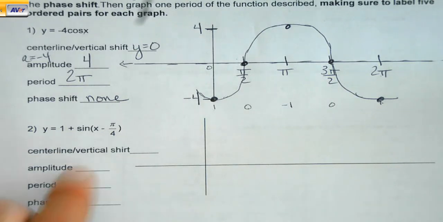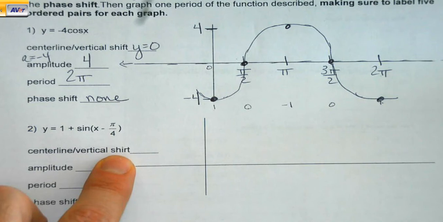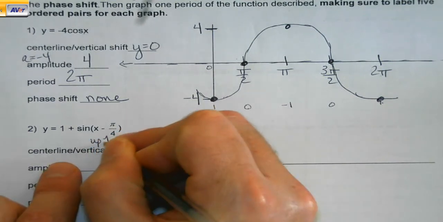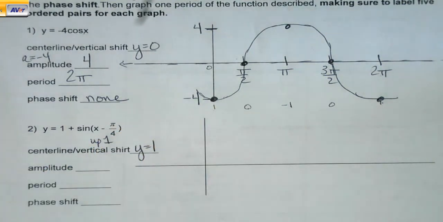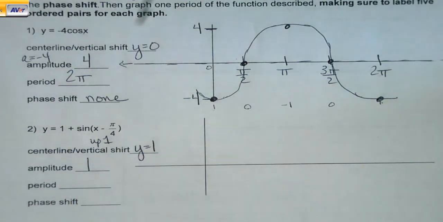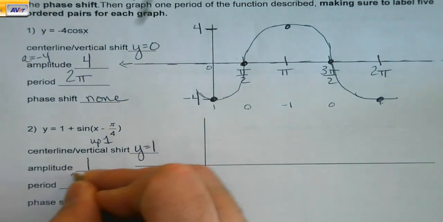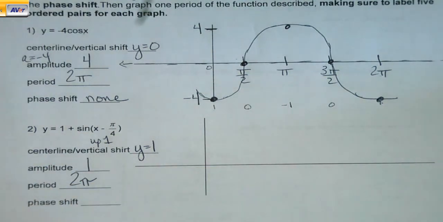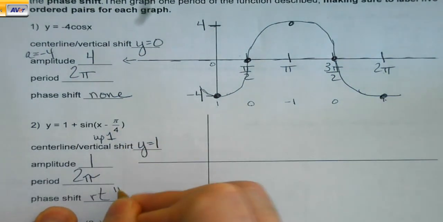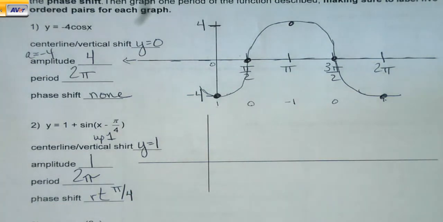So here, this time, I do have a vertical shift. Okay? I do have one this time of up 1, so my center line would be at 1. Amplitude, I don't have any special value in front of my sine, so it'd just be 1. Okay. Period, no value in front of the x, so my period is still 2 pi. And I do have a phase shift this time of right pi over 4.